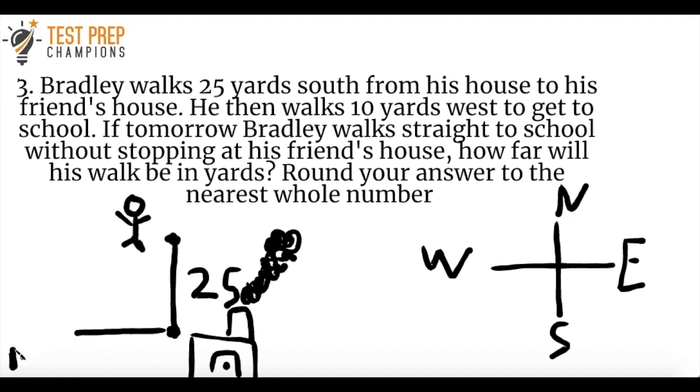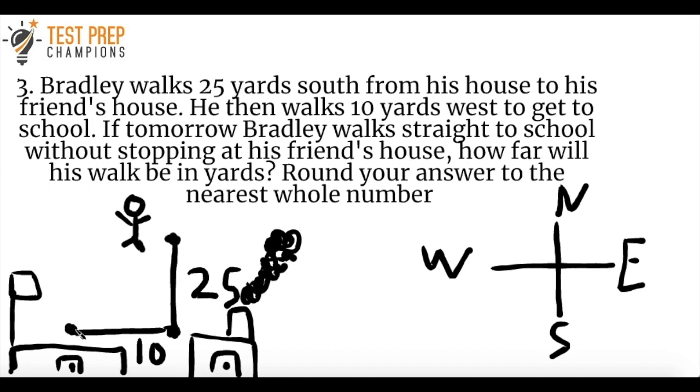So let's just say that this big building here represents the school. And maybe they've got a little flagpole out front. Maybe not, though. But anyway, this is the school here. So let me represent that with another dot here. Okay, and so this whole line here is 10 yards. So this is the map of Bradley's walk today. So he starts at his house, walks 25 yards south, goes to his friend's house, then he walks 10 yards west to get to school.